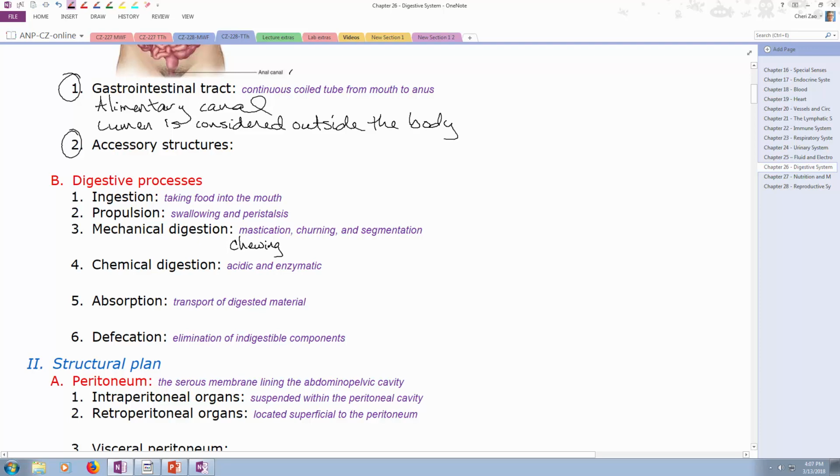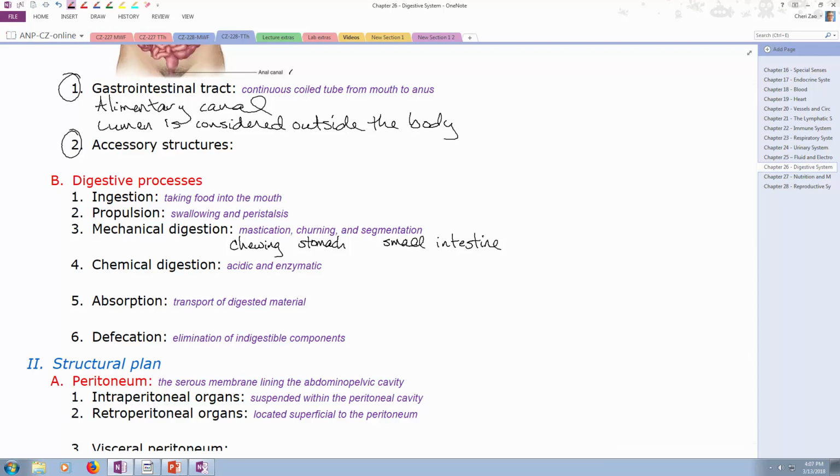Churning is a process that will be experienced in the stomach. And segmentation is a process that will be experienced in the small intestine. Segmentation is an interesting process. It's where the small intestine will clamp down on one end, clamp down on the other end, and pretend it has what I call muscular teeth, and in between it will actually contract down on the material inside of it, mushing it around so that it actually breaks it down physically.